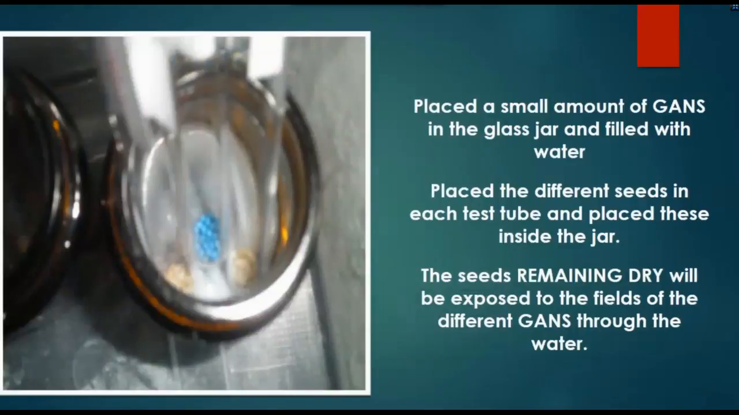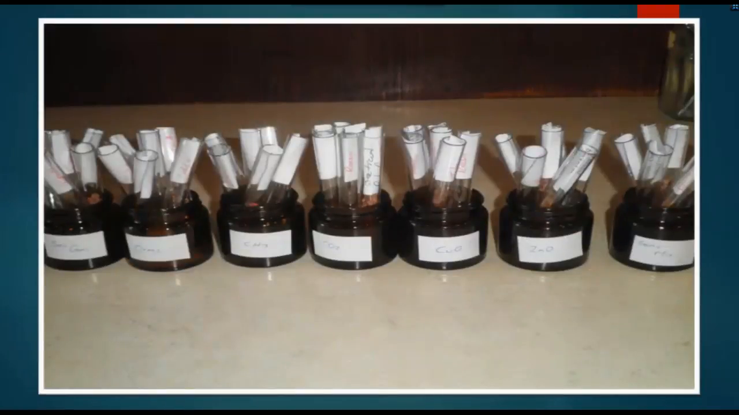So what I'd done was place a small amount of the GANS material in these brown jars, and then fill them with distilled water. Then I placed all my different seeds in different test tubes and placed them in the jar. So the seeds inside the test tubes remained dry, even though the tube itself was immersed within the water containing the GANS. That's the way I set up each and every one of my bottles with the different GANS.